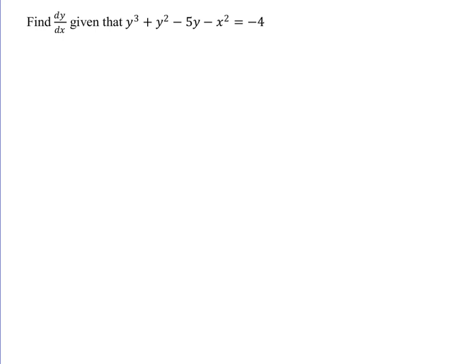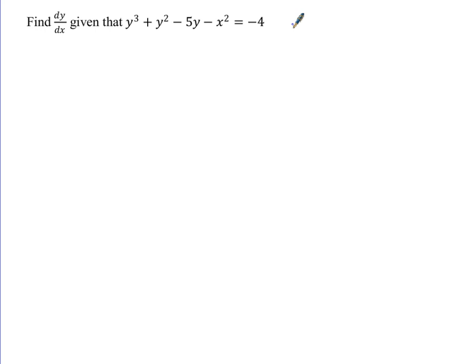All right, so all I have, that's the actual teaching of the section. So all we have now is a bunch of examples. So here we go. Find dy over dx, given that y cubed plus y squared minus 5y minus x squared equals negative 4. Okay, so this is not a function. We cannot solve this for y. So that means we need to differentiate implicitly.